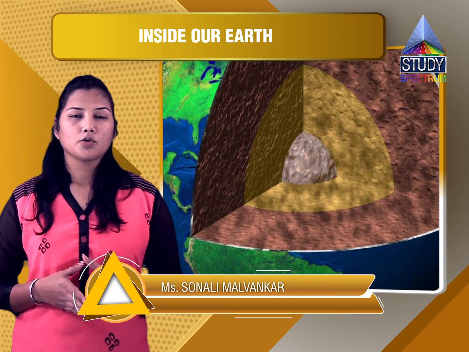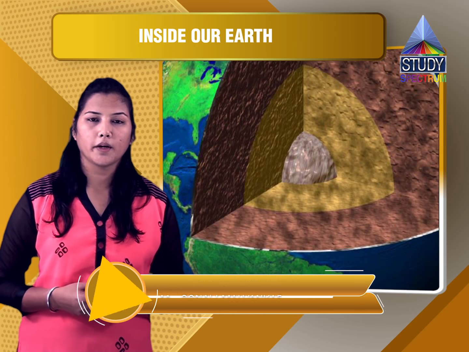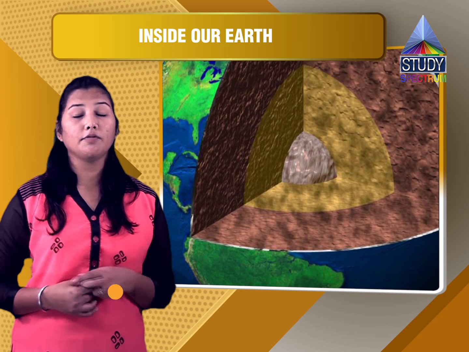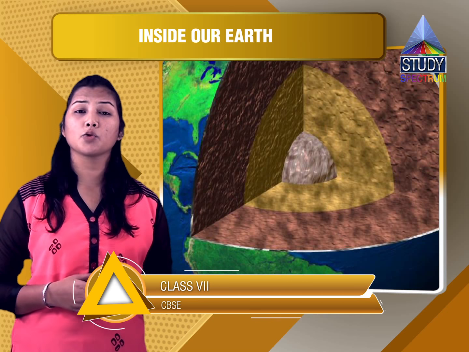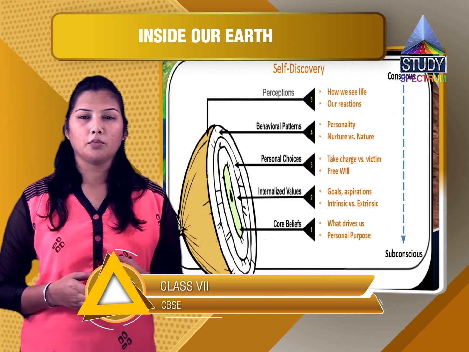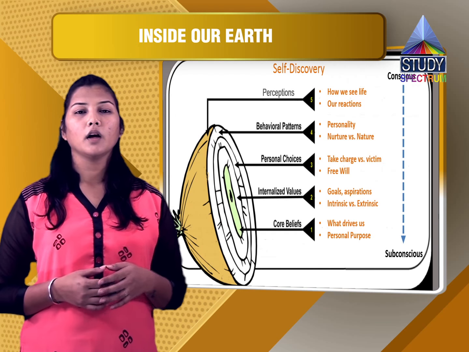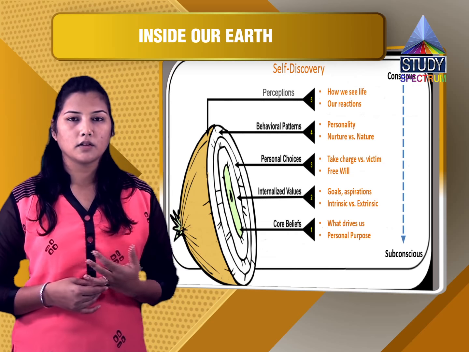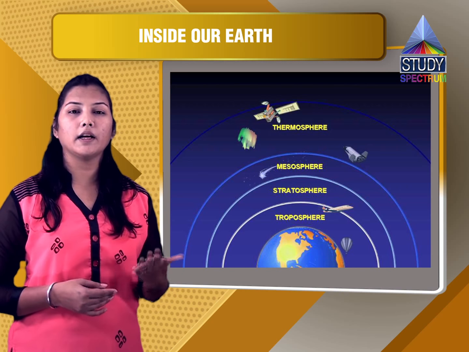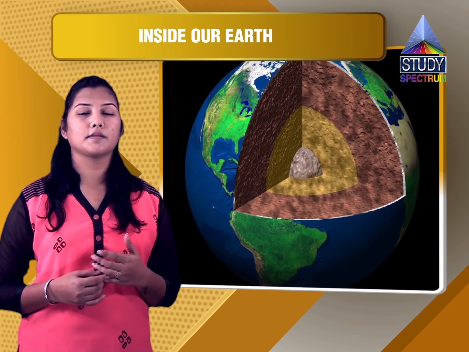We have different layers to our personality. When we meet someone, we feel pretty friendly with someone. We feel hatred, we feel love. These are layers to our personality. If you look at an onion that your mom cuts every day, that has different layers to it. When we go down to the atmosphere, again it has different layers. In the same manner, the earth has different layers.